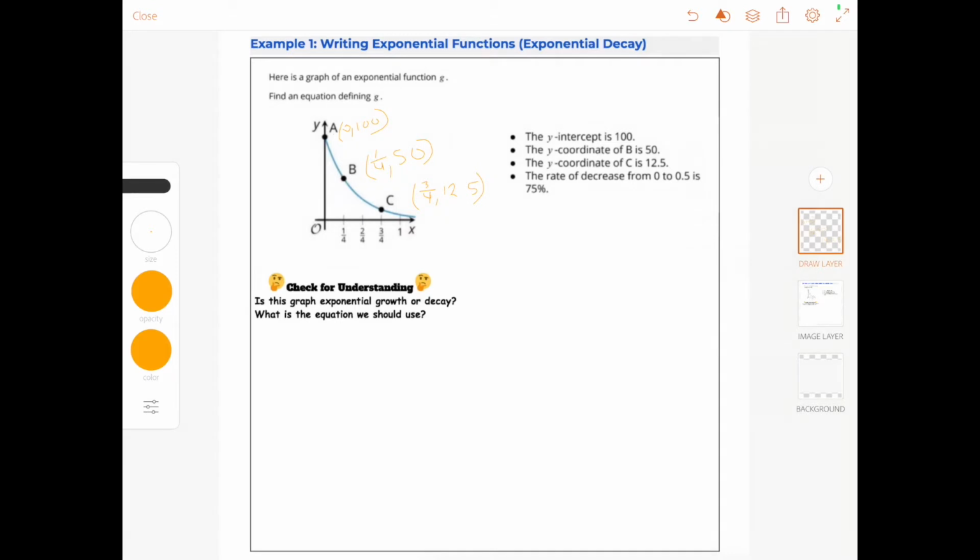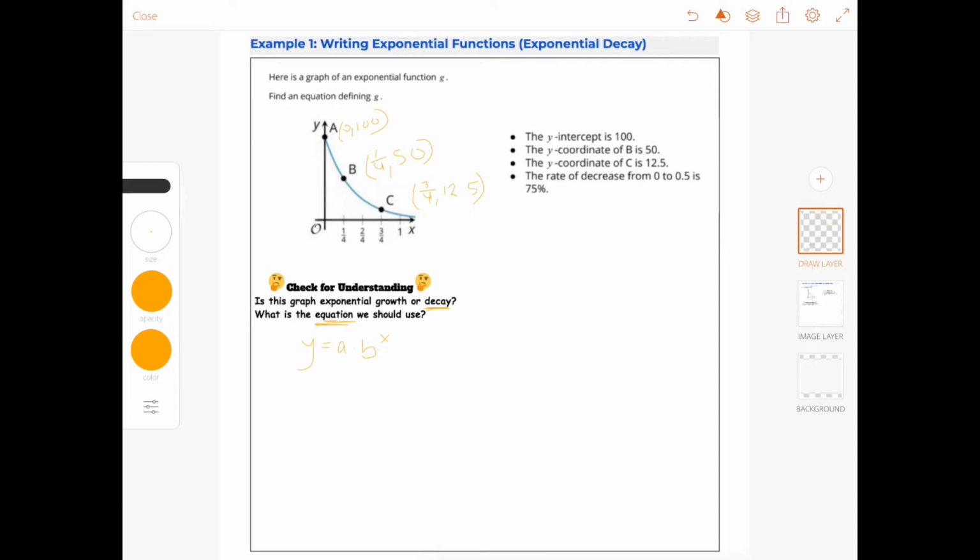Now it asks if this graph is exponential growth or decay, and we can tell it's decay because the graph is moving downwards. It's got that downward slope. And then it asks, what equation should we use? We know when we're talking about exponential functions, it's going to be y equals a times b to the x. We've been talking about this function quite a bit, so you should feel familiar with this equation by now.